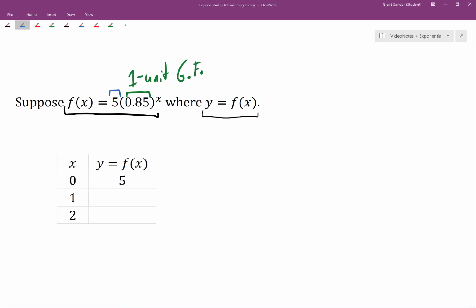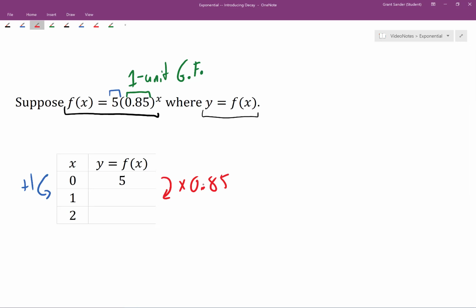A 1 unit growth factor of 0.85 means that whenever x changes by 1, if x increases by 1, then y becomes 0.85 times as large, where the value of y at the end of that interval is 0.85 times as large as the value of y at the beginning of that interval.